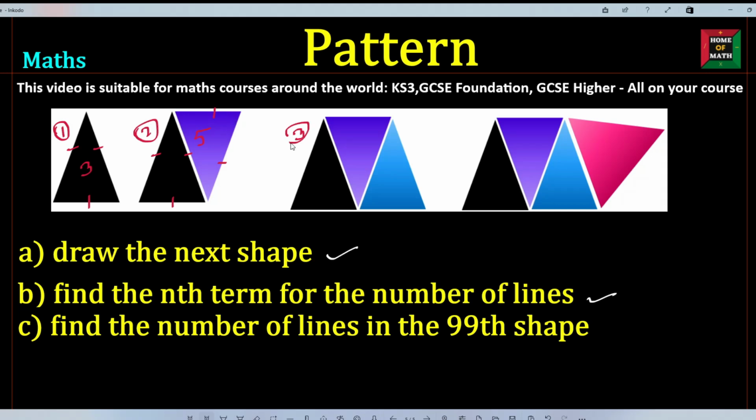Third one, here is 1 line, 2 lines, 3, 4, 5, 6, 7. Here is 7. And here again 1, 2, 3, 4, 5, 6, 7, 8, 9. So here the number of lines is 9. So we can write here 3, 5, 7, 9.